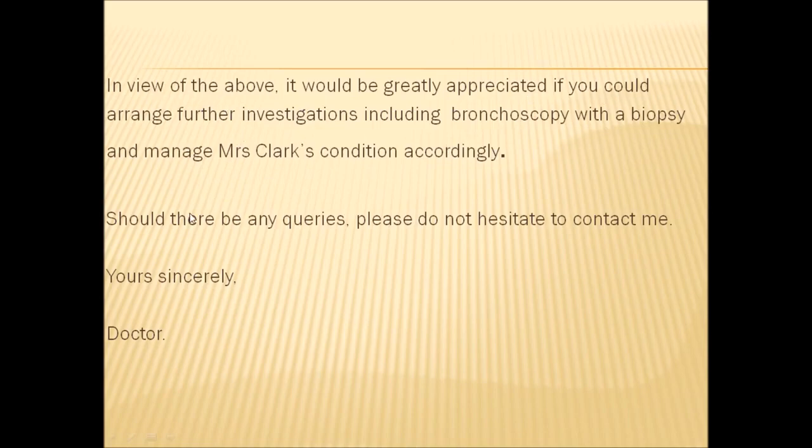Then leave a space and mention 'Should there be any queries'. Always apply a comma after 'should there be any queries', then 'please do not hesitate to contact me'. You can also learn this line by heart, because it also comes from the template. Then leave a space and mention 'Yours sincerely'. Keep in mind, some people are using a capital S here and some people are missing the S here. So always use S here and use a small s here. Yours sincerely, comma, then leave a space, Doctor. Always put a full stop after this, Doctor.